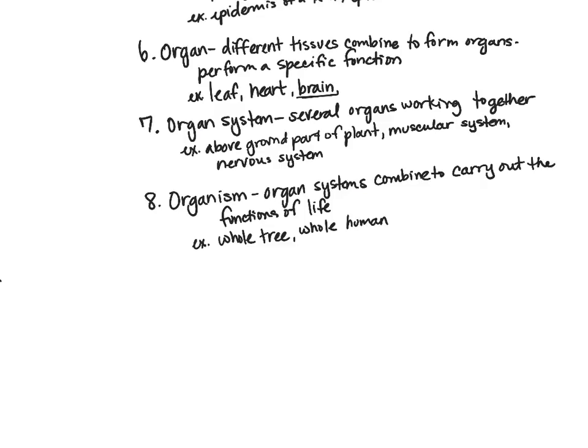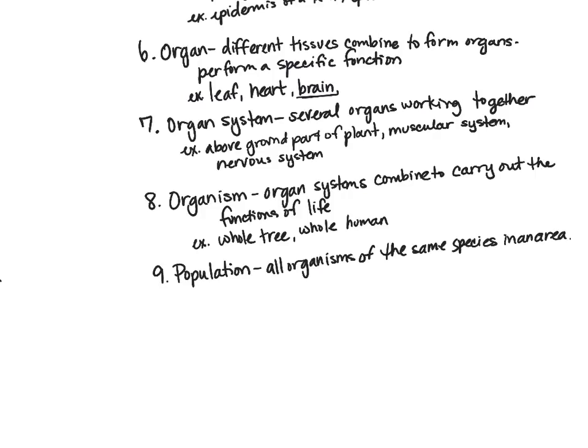Now, if we take different organisms and put a bunch of different organisms together, then we get number 9, which is a population. So a population has all organisms of the same species in an area. So, for example, all of the oak trees in Michigan.